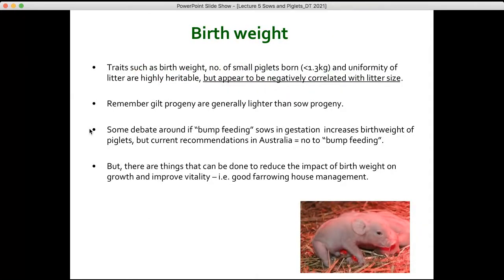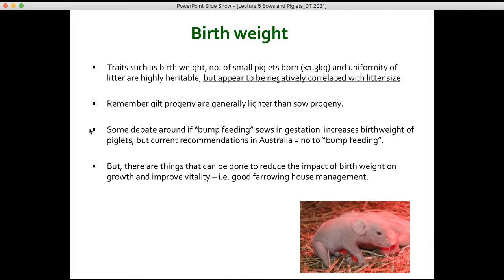So traits such as birth weight or number of small piglets born and the uniformity in a litter, so that's the overall size variation in a litter, are highly heritable traits. So remember in our genetics section, we talked about there are traits that are highly heritable and ones that aren't so much. But they appear to be negatively correlated with litter size. So that kind of makes sense, because if your litter size increases, then that's going to provide less space in the uterus for all the piglets to grow. Therefore, you're going to end up with lower birth weights.